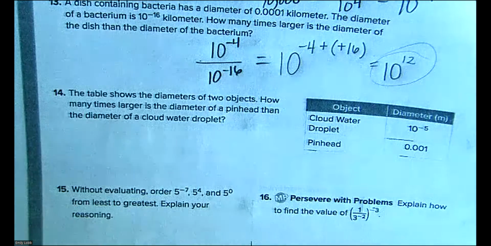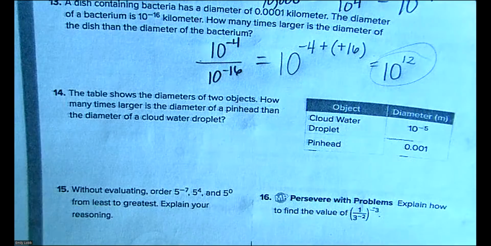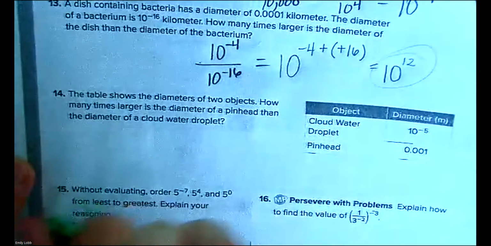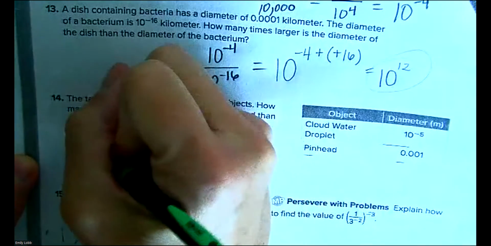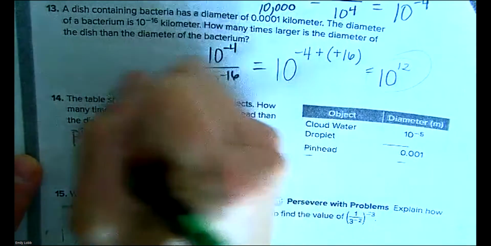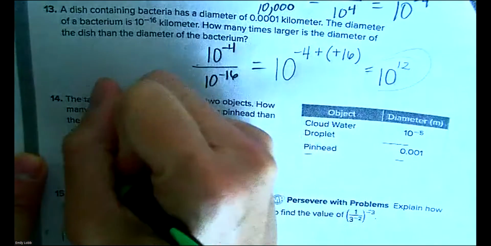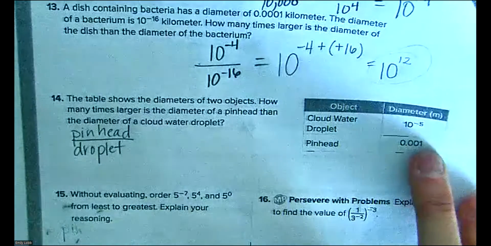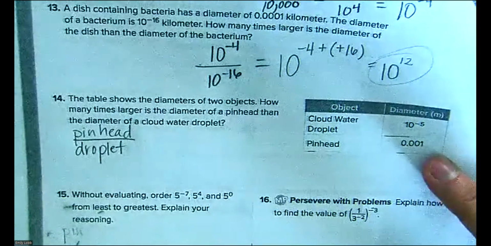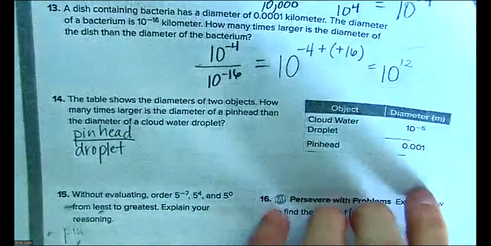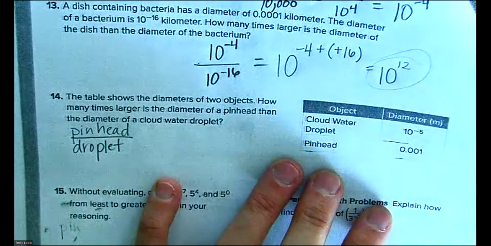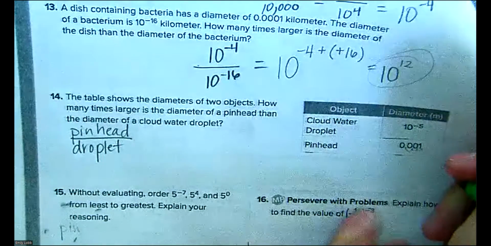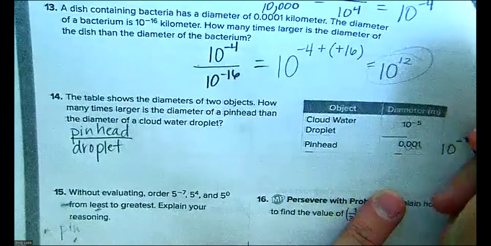Well, they're already telling us which one is larger. They told us the pinhead, right? Oops, I'm writing in the wrong spot. Pinhead up here, divided by water droplet. So how would we write this as an exponent? Well, how many places does our decimal have to move from the 1? 1, 2, 3. So that makes this 10 to the -3.